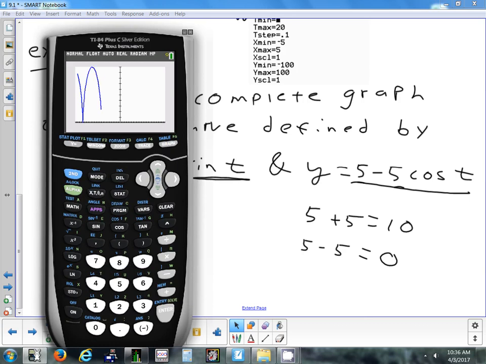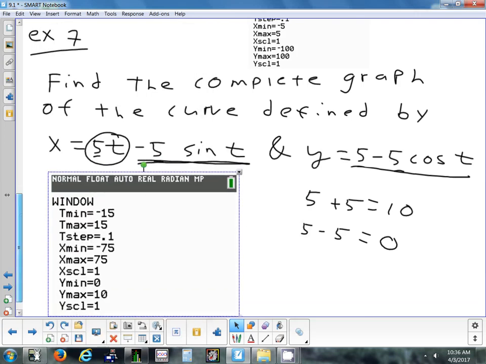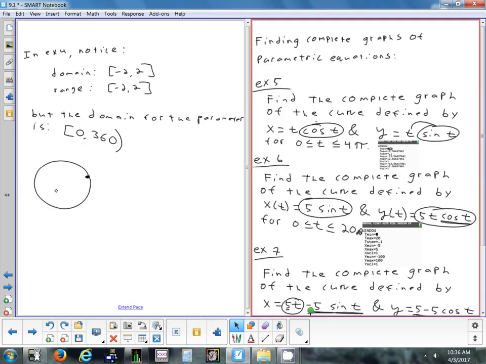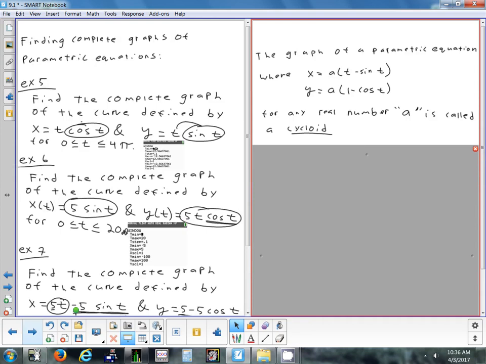So we're getting these y values that just go 0 to 10, 0 to 10. And depending on how high I set my parameter, it's just going to keep doing that pattern. That's it. So we just get this kind of, these arches. Okay, and there's a special name for those arches. It's called a cycloid.